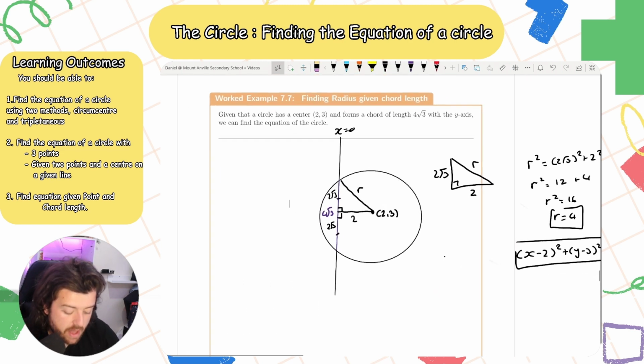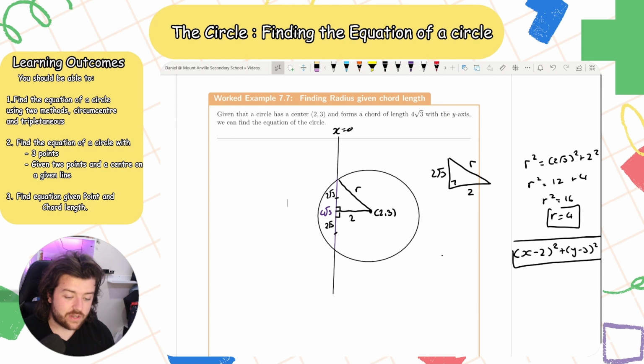And there are the many ways we could be asked to find the equation of a circle. So in the next video, we're going to be going over some exam questions on the equation of a circle.